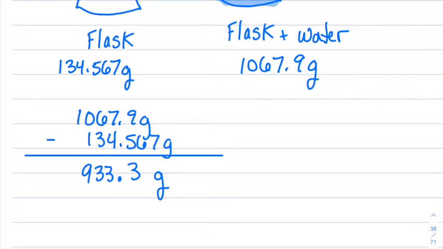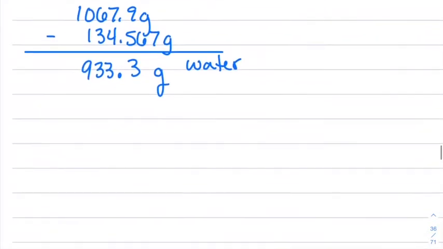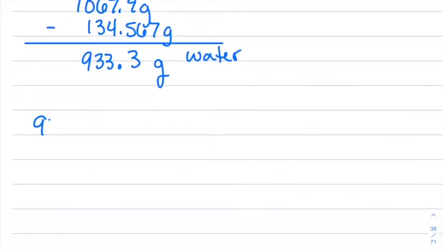All right, any questions on what we're doing so far? We're finding the grams of water in the flask. We don't really want to know about the water, though. We really want to know about the volume. So now I'm going to say 933.3 grams of our water. Then what I'm going to do is use our density to convert it into volume.